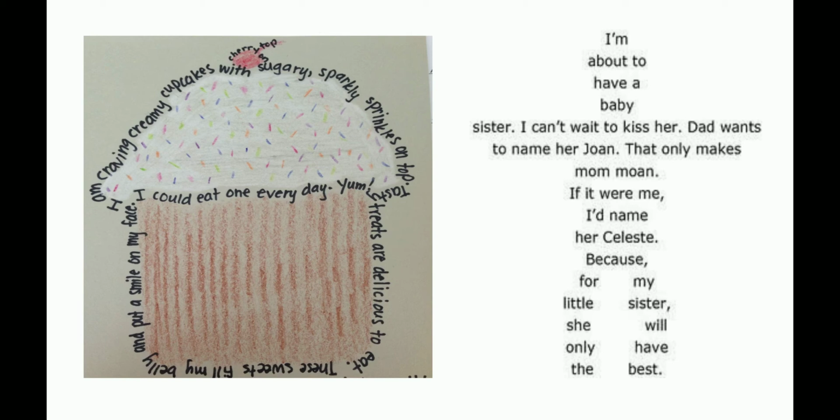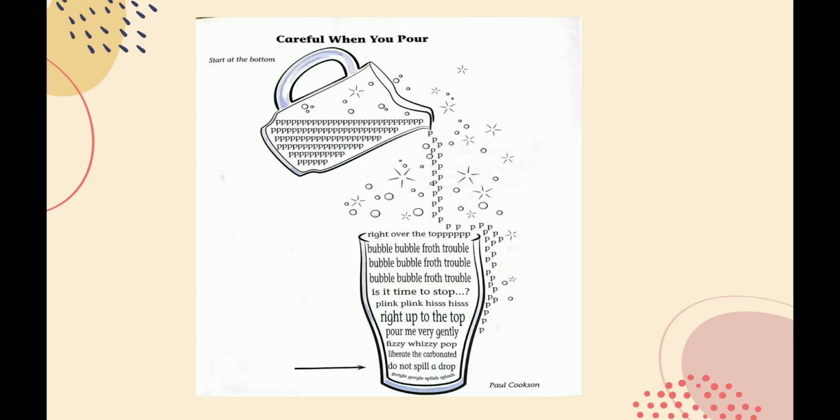Now see, whoever is writing this has written in such a way that it is forming the shape of a baby. So now you can see that you can write shape poems in two ways. One, write in the outline of the particular shape of what you have drawn, or write a short poem and make the poem in the shape of the concept of your poem. Now let's look at another example of a shape poem, from your textbook, entitled Careful When You Pour by Paul Cookson. In this poem, you can see how a cup is being filled by a jar.